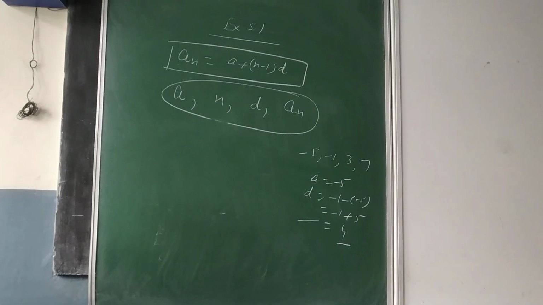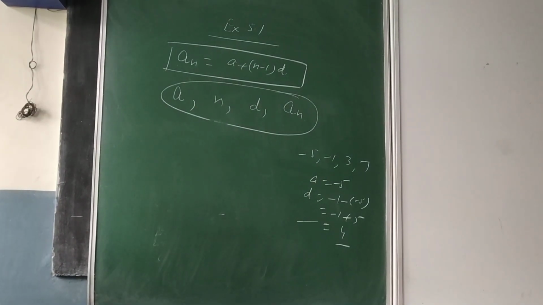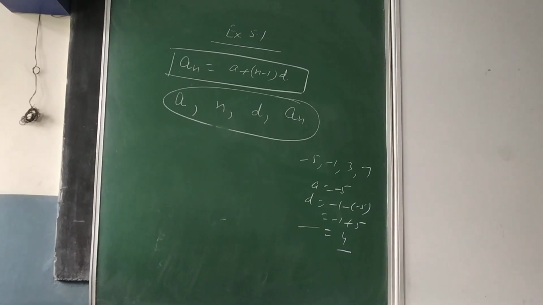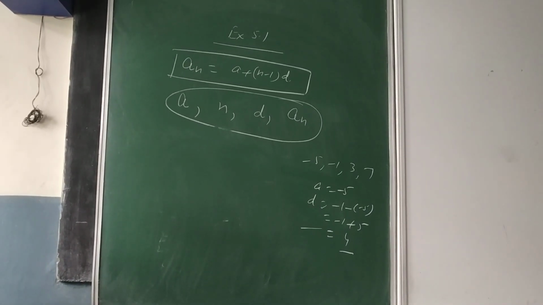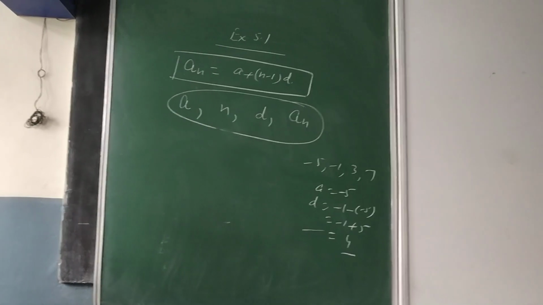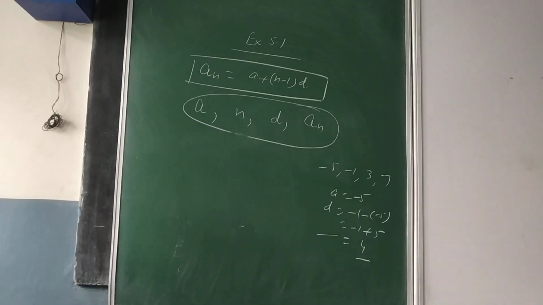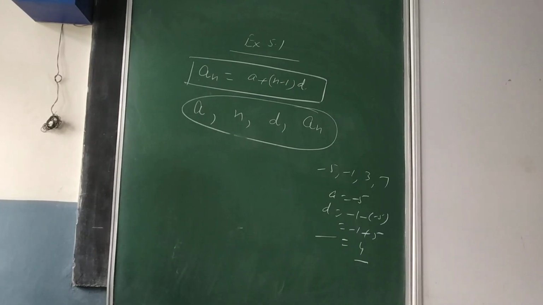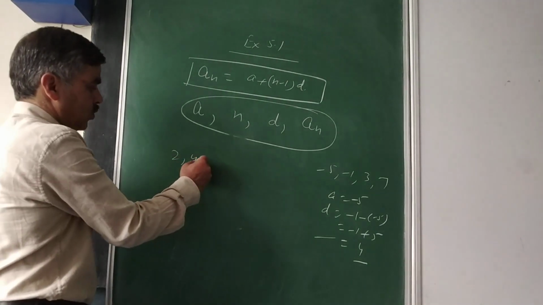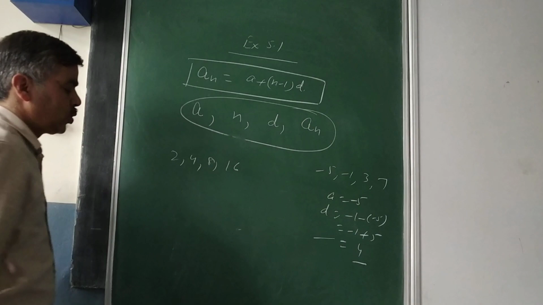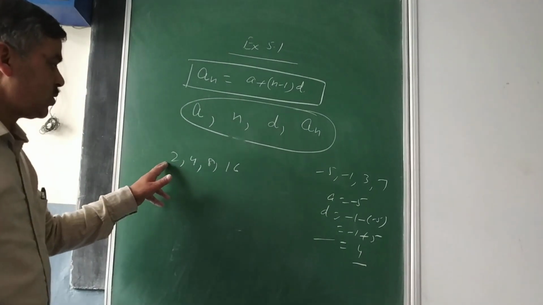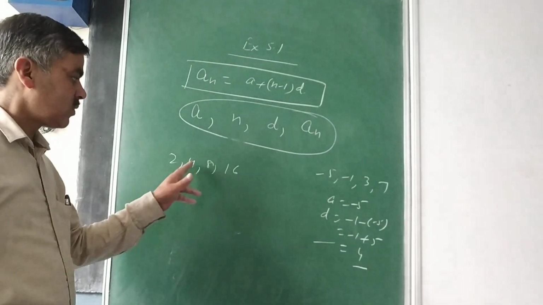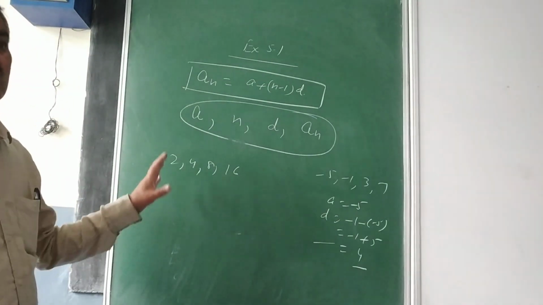I hope in this way you can find the answer for other 2-3 parts also here. Then fourth and last question of this exercise: which of the following are APs? If they form an AP, find the common difference d and write 3 more terms. Like first, you see 2, 4, 8, 16. I told you, very simple: 4 minus 2 is 2, 8 minus 4 is 4. Second minus first is not equal to third minus second, so not an AP.